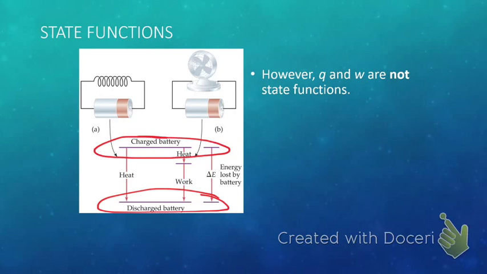We don't know how the charged battery became discharged. Did it become discharged because it short-circuited, so it lost it all due to heat? Or did it become discharged because it lost some of it due to heat, and then the rest of it because it had been running the fan for a long period of time? Okay, so we don't know how it got there, but we know it's there. So that's why delta U, or delta E in the way this is showing, is a state function.